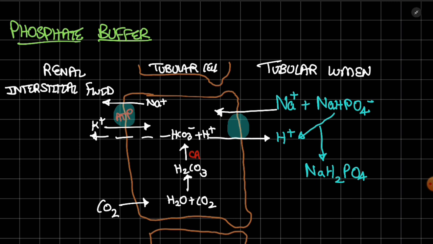First write the products which are outside the cell, in the tubular lumen. So the main buffering substance is NaHPO4 minus along with Na plus. So basically the Na plus is reabsorbed and NaHPO4 combines with that H plus, which is secreted by the tubular cell, and it leads to formation of NaH2PO4, and this NaH2PO4 further is excreted.